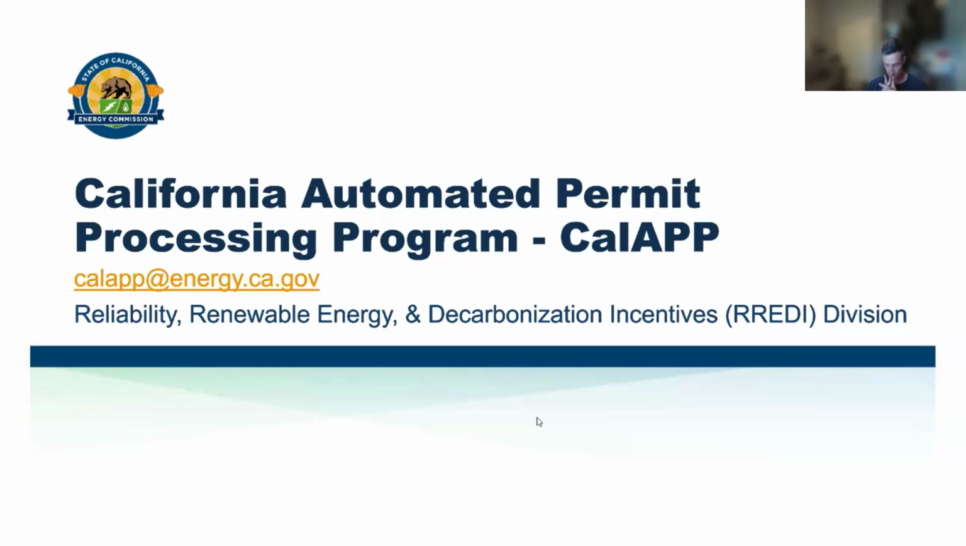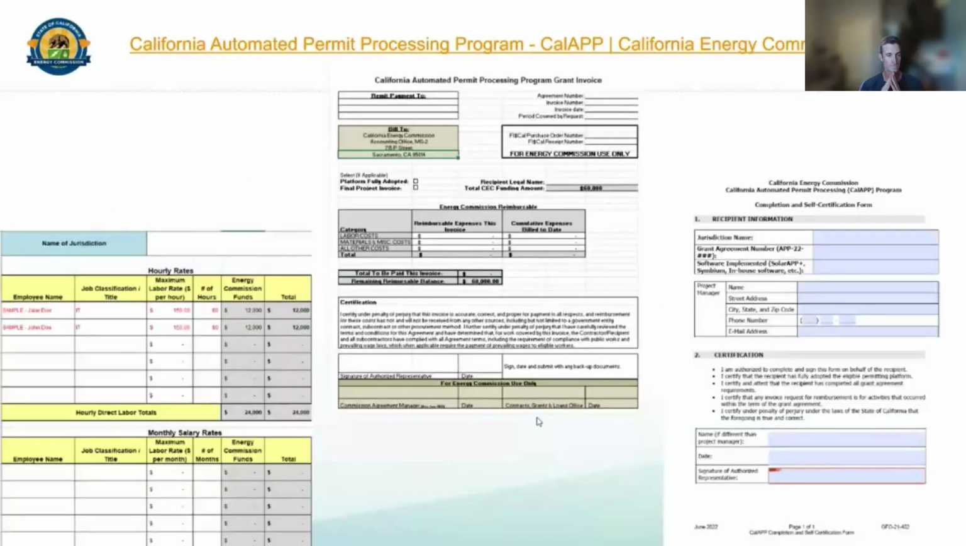Hello, welcome to the California Energy Commission's walkthrough on how to submit an invoice to the CalAPP program as a grant awardee. We'll review 3 forms needed for submission. These forms were previously emailed to CalAPP awardees. The first is the invoice template, the second is the supporting document workbook, and the third is the self-certification form.